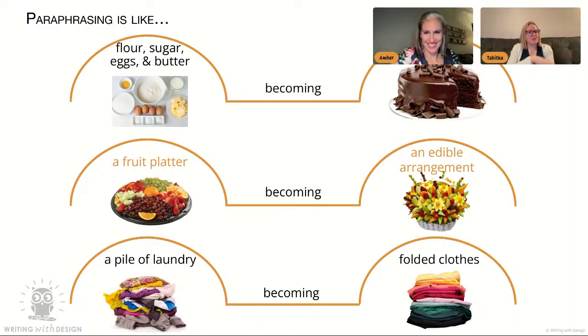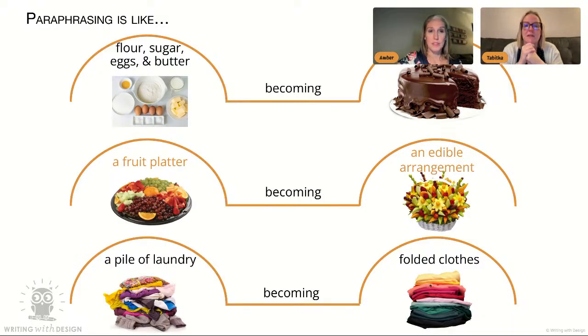We have talked about this when we did our paraphrasing and summarizing, but this is a really great visual to use with your students, because when you say those words, paraphrasing and summarizing, to kids, their eyes kind of glaze over. They're like, I don't really understand. But when you put it like this: paraphrasing is taking flour, sugar, eggs, and butter and making cake. Or at my house, we make cupcakes. Taking a fruit platter and turning it into an edible arrangement, taking a pile of laundry and turning it into folded clothes. So you're taking the pieces that you already have and you're turning it into something else.